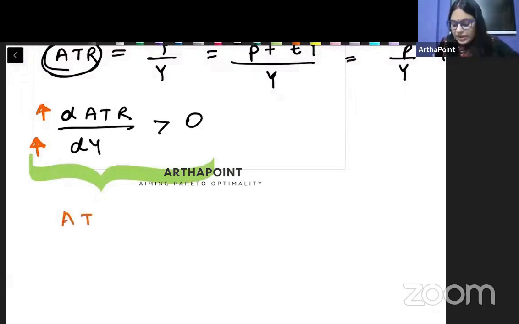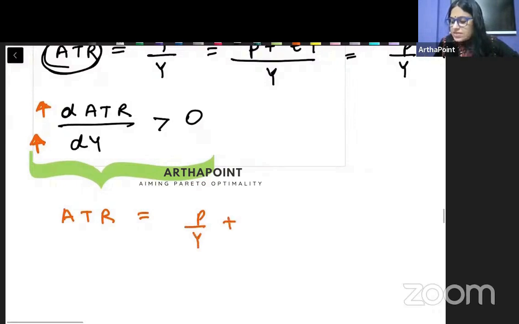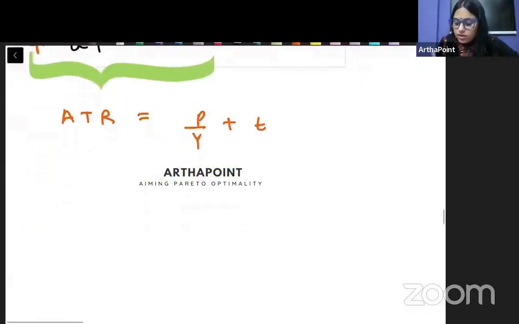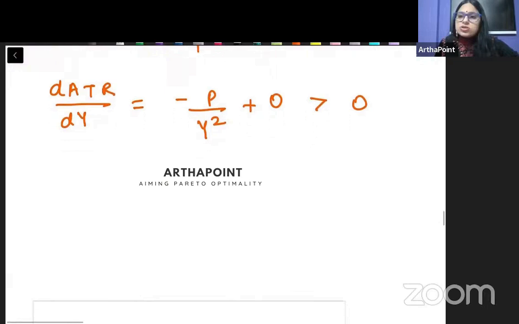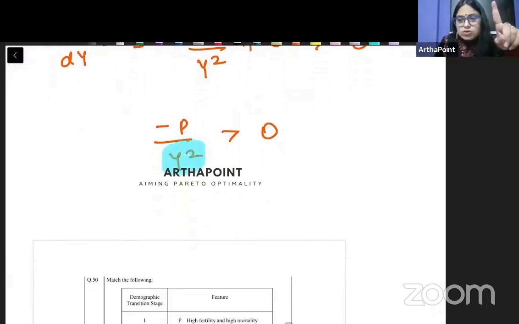तो बेटा हमारा ATR का जो वैल्यू आया था, we got that as P by Y plus T. And what do we want? That when I differentiate this with respect to income, क्या मिलेगा? Minus P by Y square plus 0, this should be positive. So I want minus P by Y square should be positive. बेटा यहां ध्यान से सुनना मेरी बात. Income is always positive. I have a negative sign here. यहाँ पे मेरे पास एक negative sign है.